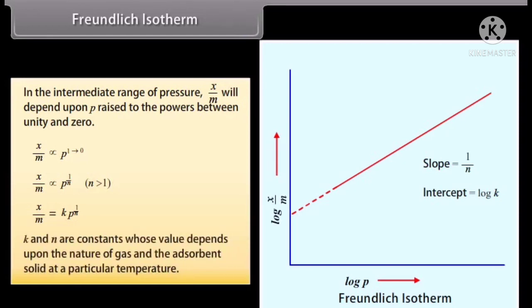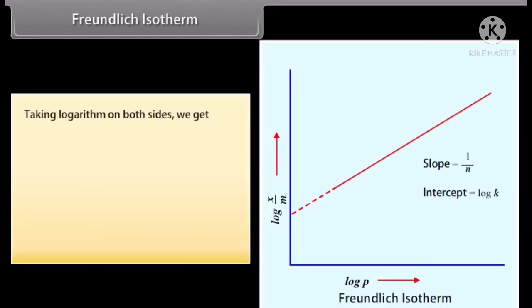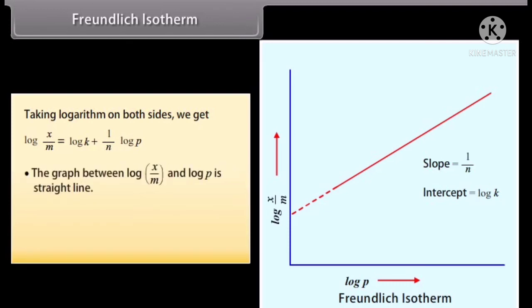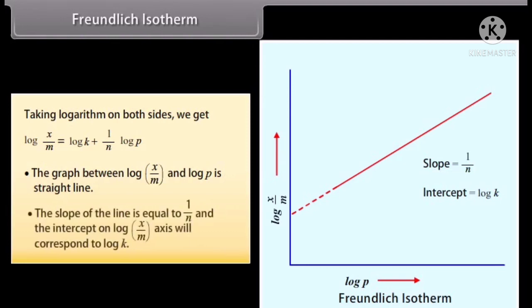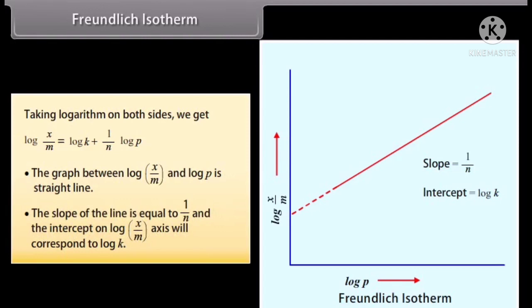K and n are constants, whose value depends upon the nature of gas and the adsorbent solid at a particular temperature. Taking logarithm on both sides, we get log x/m = log k + (1/n) log p. The graph between log x/m and log p is a straight line. The slope of the line is equal to 1/n, and the intercept on the log x/m axis will correspond to log k.